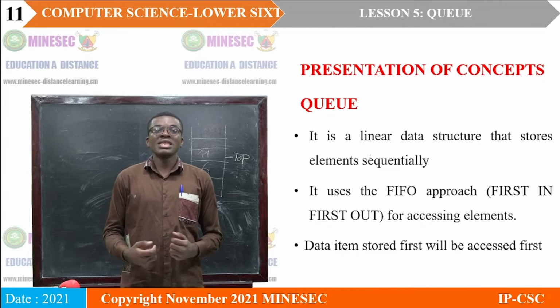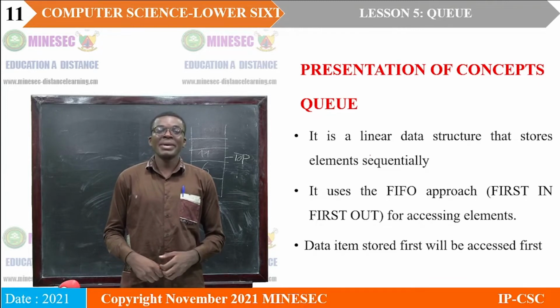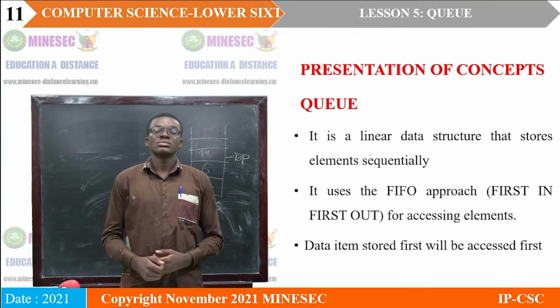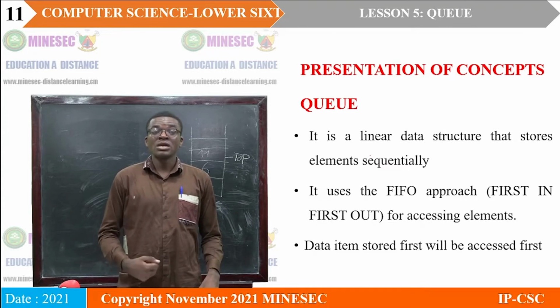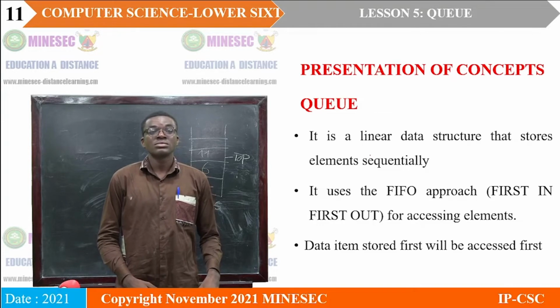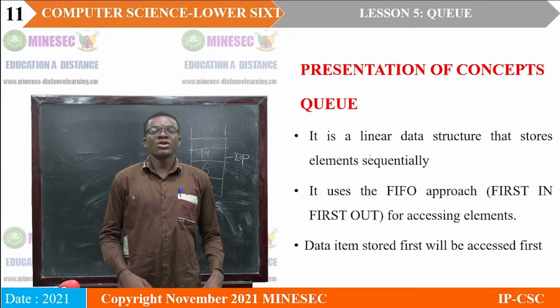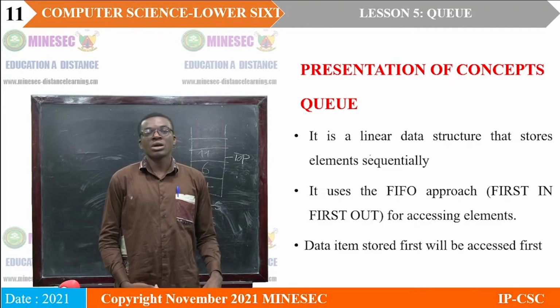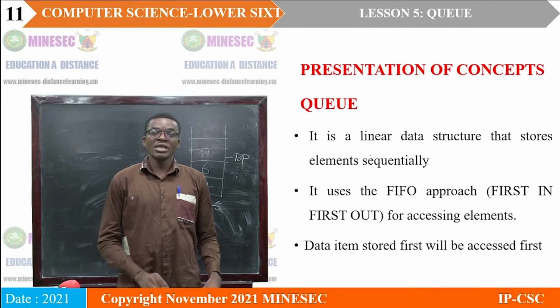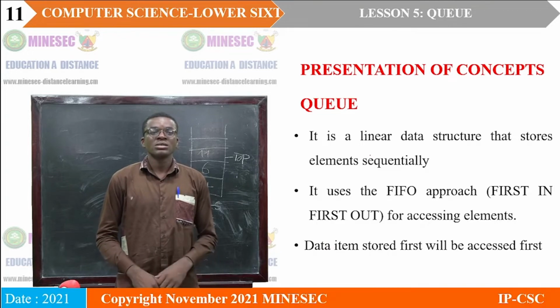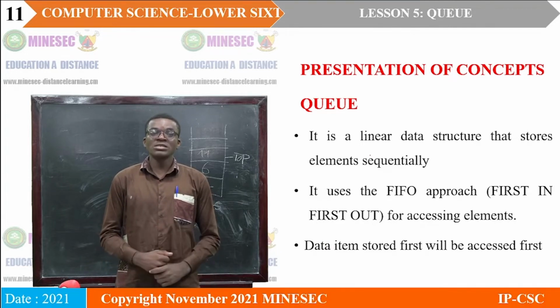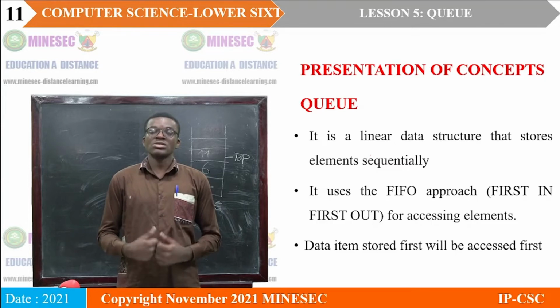A queue is a linear data structure that stores elements sequentially. It uses the FIFO approach. FIFO is first in, first out, which means first in, first out for accessing elements. Data items stored first will be accessed first.